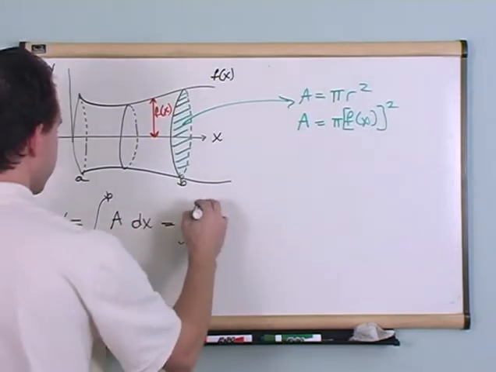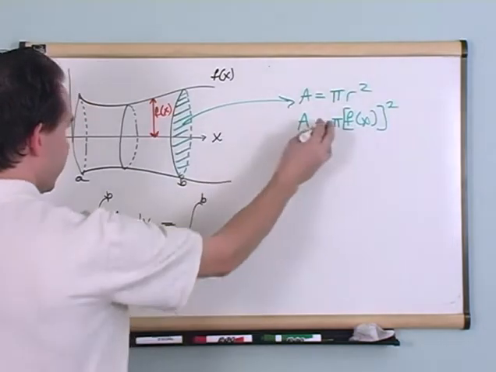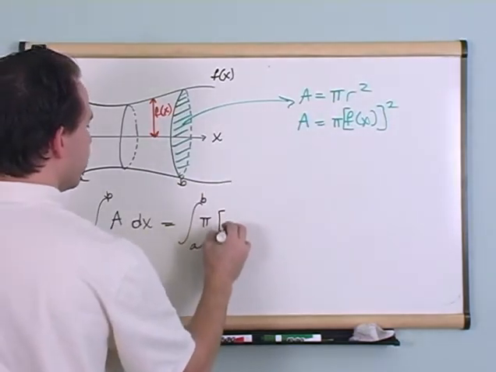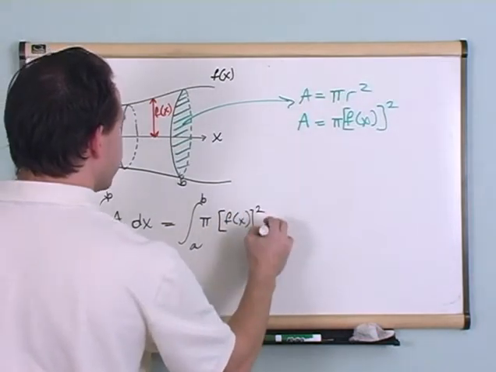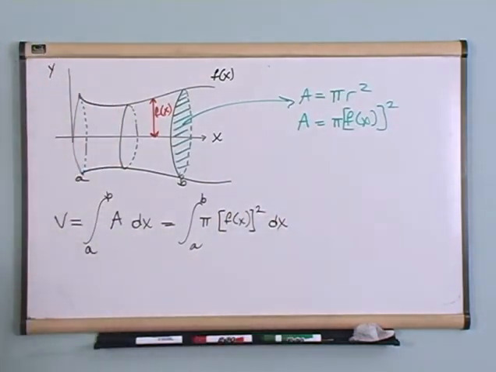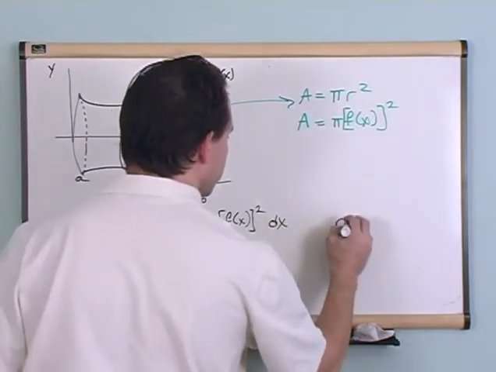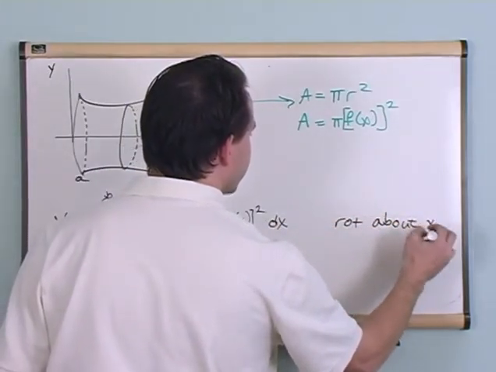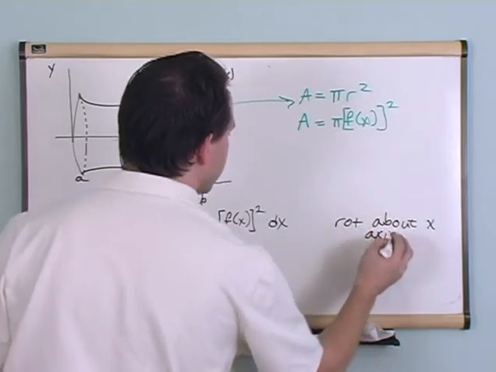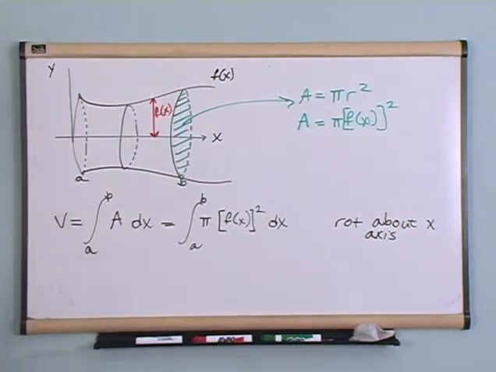And I've already calculated for you what the cross-sectional area is. It's pi times f of x squared dx. And this is if you rotate about the x-axis, right? Now, how can this be?